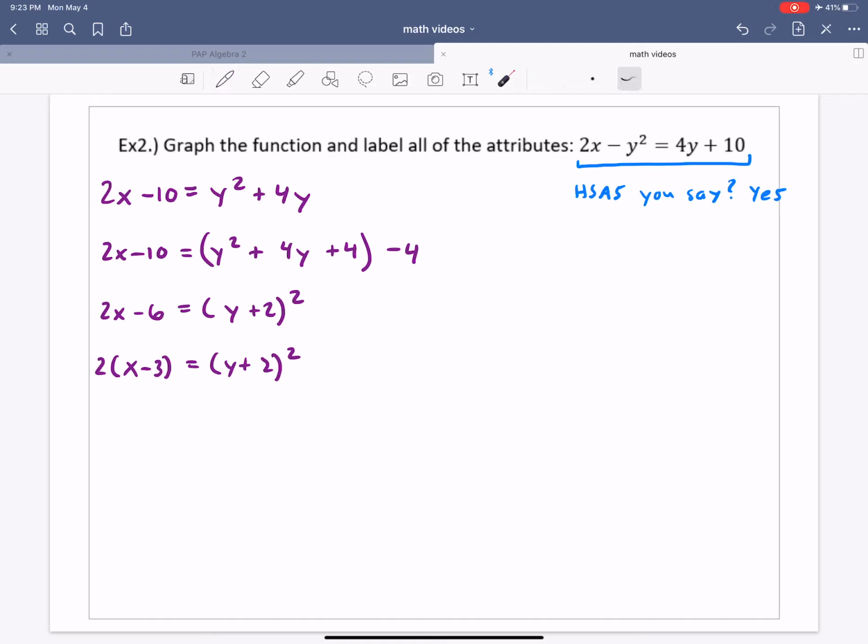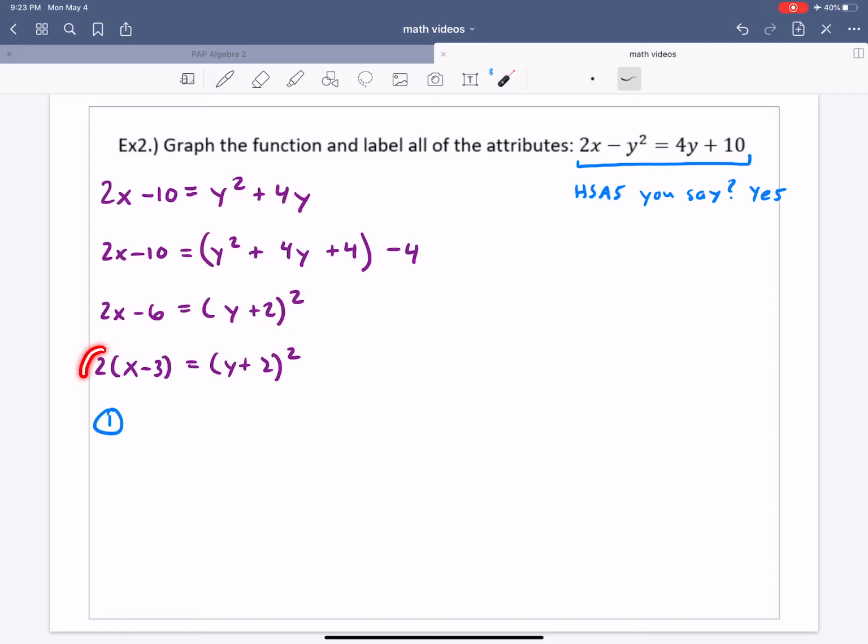Now this looks exactly like the form that we took notes on that I want it to be. So now let's go through some of our similar steps. Step 1 is to figure out which direction it opens. Start by identifying the variable that's being squared. So y is being squared here. So that means it either opens up or down. I'm sorry, not up or down, it's right or left. I misspoke. Sorry about that. It opens right or left because y is being squared.